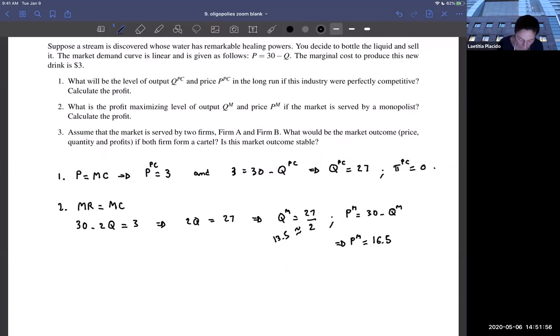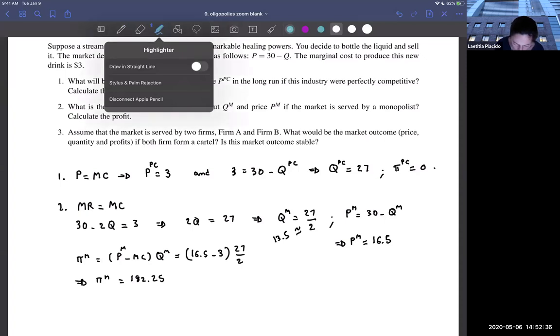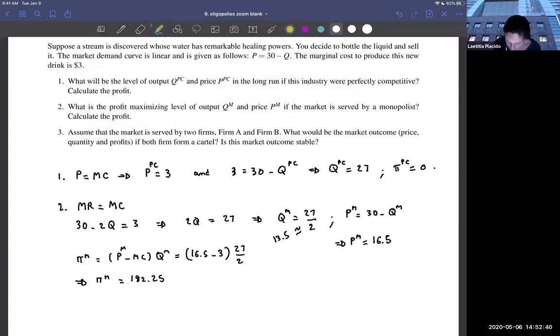Calculate the profit. So what is the profit for the monopolist? So pi m is equal to price minus marginal cost times QM. So price is 16.5 minus marginal cost 3 times 27 over 2. So if you calculate this, you end up with 182.25. All right, so I'm just going to highlight this. So that's the price, that's the optimal quantity, and that's the profit. Okay.